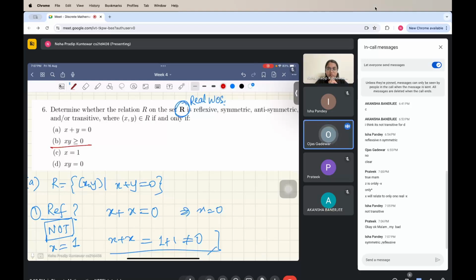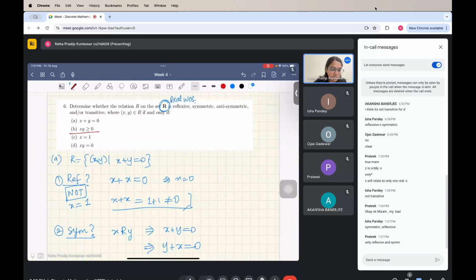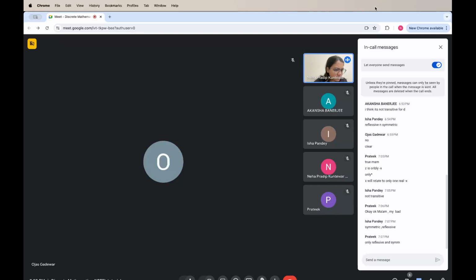Ma'am, it would be reflexive, symmetric, not antisymmetric, and transitive. Yes, transitive. Okay. I think Isha also. Isha and Pratik. Yes.